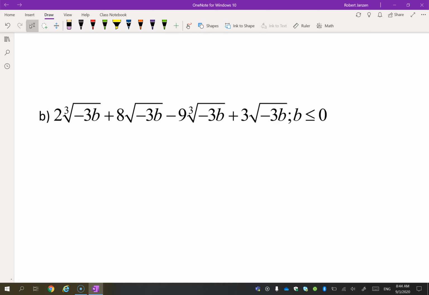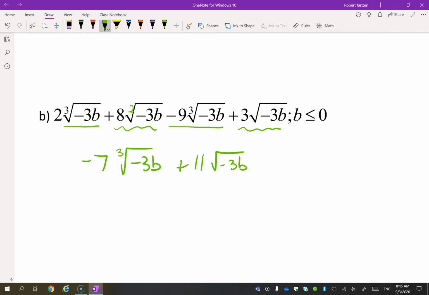Okay, let's look here. Anything like with the cube root of negative 3b? Well, this is a square root. That's not, oh, this one's like. So I have negative 7 cube root of negative 3b. And then this one happens to be like with this one. So I get 11 square root of negative 3b.